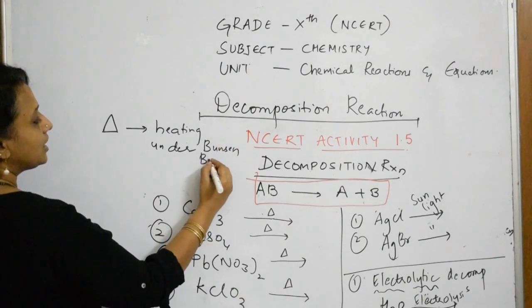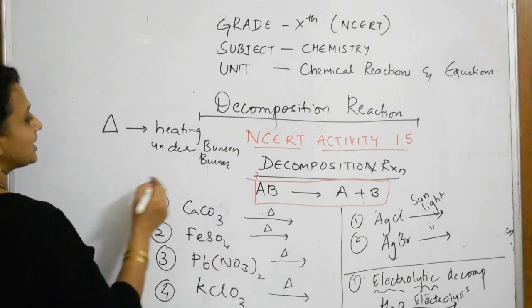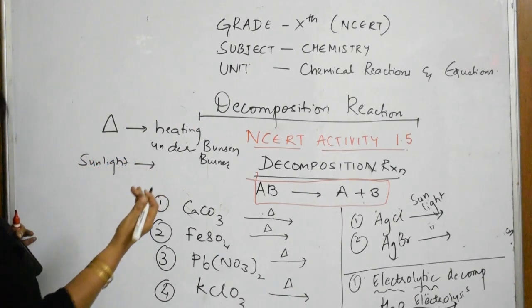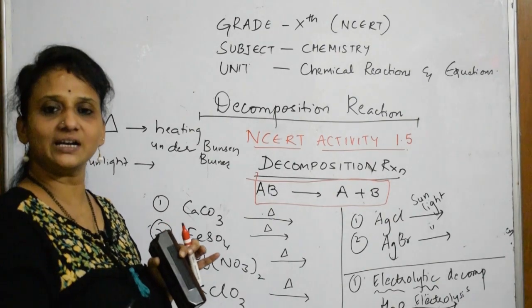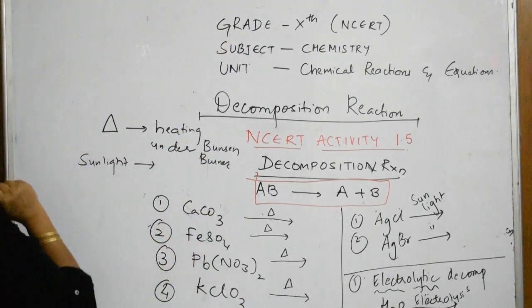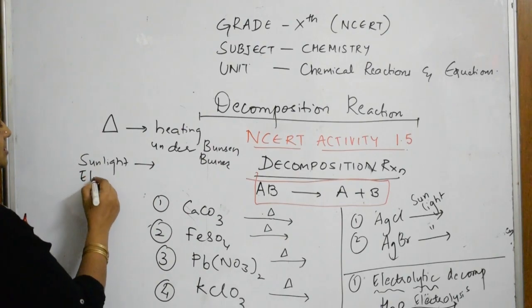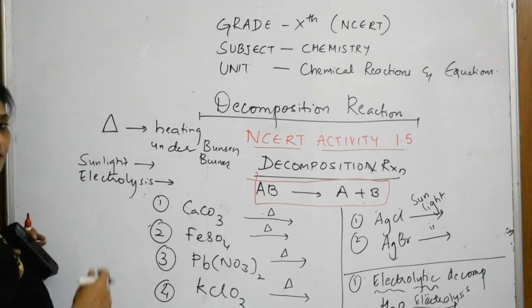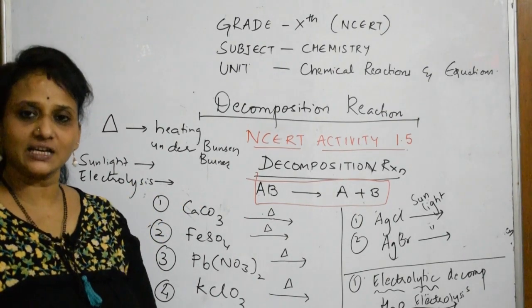After that, what does sunlight mean? Sunlight means in the presence of the outside light. You take silver chloride or silver bromide in a china dish and expose it to sunlight. That is decomposition with sunlight. Next, electrolysis means I'll be using electricity for breaking it. So shall we start with the examples, students?